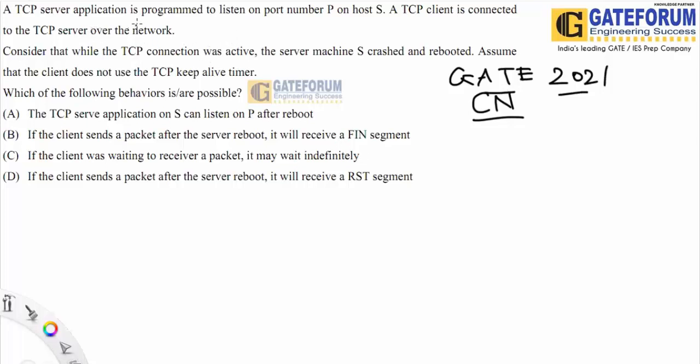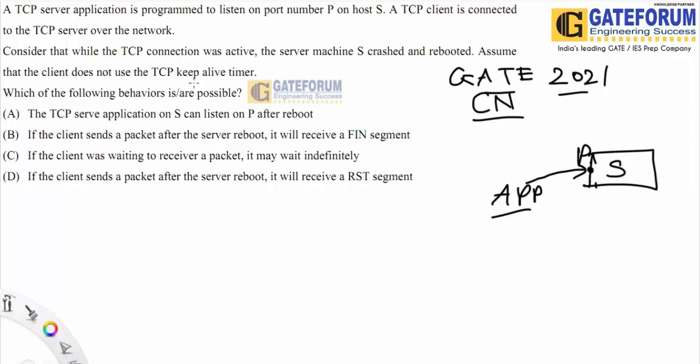A TCP server application is programmed to listen on a port number P on host S. So let's say we have a particular system or a host S, and I have a port number P on it. Okay, there is a TCP server application which is listening on that particular port P of host S. A TCP client is connected to the TCP server over the network. So one client is connected to this.